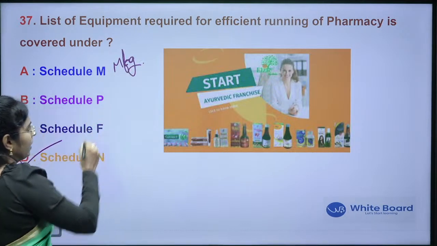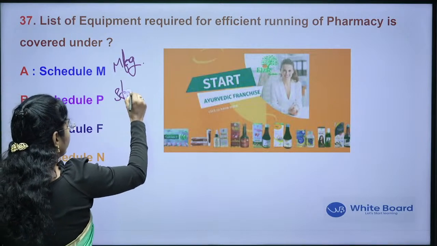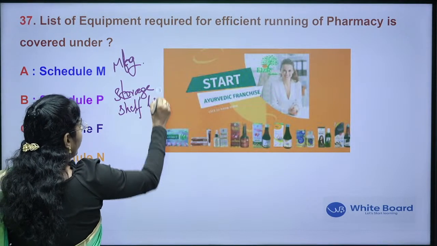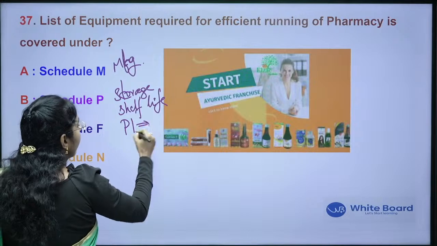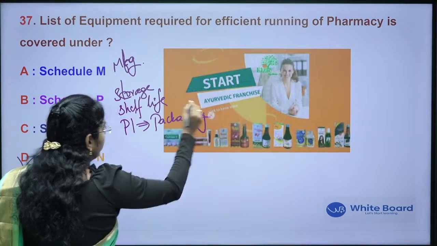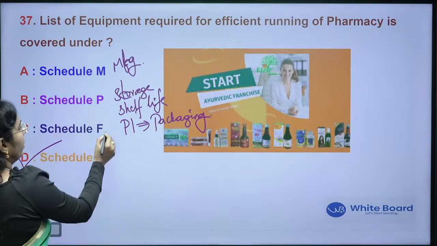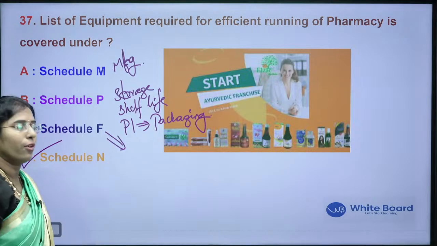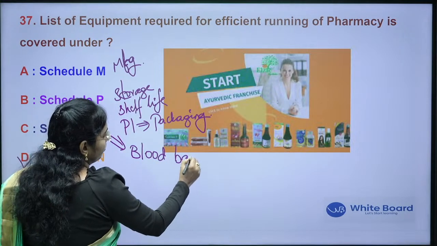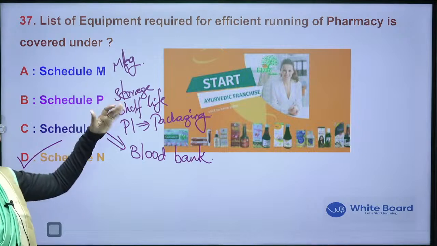And Schedule P, I have already discussed. Schedule P is for storage and shelf life, and Schedule P1 is for packaging, which includes all the guidelines and standards for packaging. Next is Schedule F. It includes all the standards and regulations for blood bank. And Schedule N is for running a pharmacy.